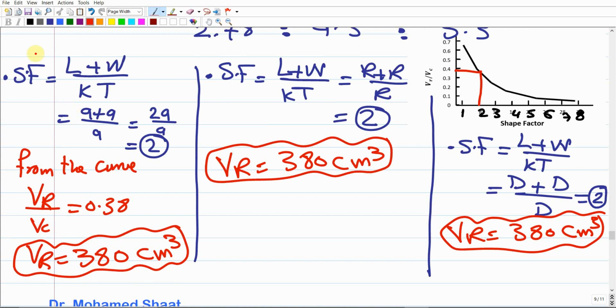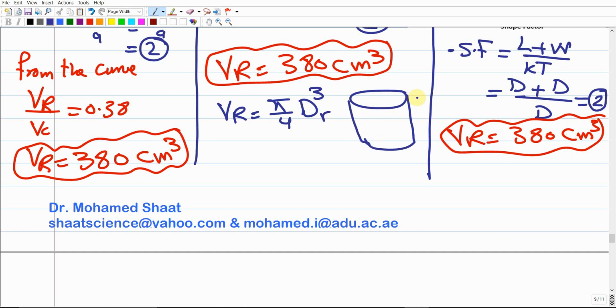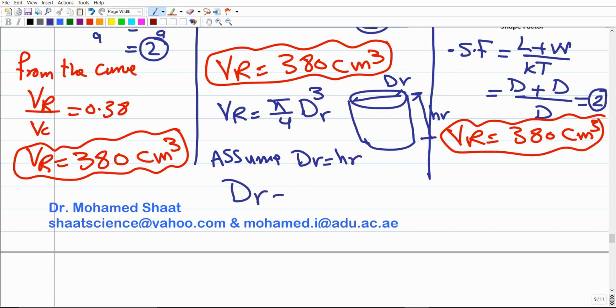And even the diameter, if I ask you to calculate the diameter of the riser, assuming that it has a cylindrical shape, the volume of the riser should be pi over 4 D cubed, assuming that the riser has the same diameter and height. This is the height of the riser, HR, and the diameter is DR. So assume that DR equals HR, so we end up with this volume. Definitely DR, with VR already obtained as 380 centimeter cube, is going to be this value times 4 divided by pi, to the power 1/3. This is going to give us the diameter as 7.85 centimeter, which is 78.5 millimeter.